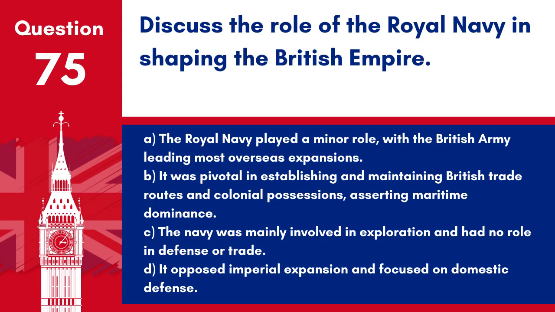Question 75. Discuss the role of the Royal Navy in shaping the British Empire. A. The Royal Navy played a minor role, with the British Army leading most overseas expansions. B. It was pivotal in establishing and maintaining British trade routes and colonial possessions, asserting maritime dominance. C. The Navy was mainly involved in exploration and had no role in defence or trade. D. It opposed imperial expansion and focused on domestic defence.